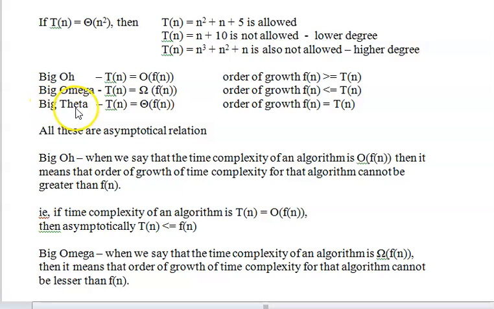In the case of big theta, the order of growth should be equal. f(n) should be equal to T(n). Asymptotically, T(n) and f(n) should be of equal degree. Now these are asymptotic relations.